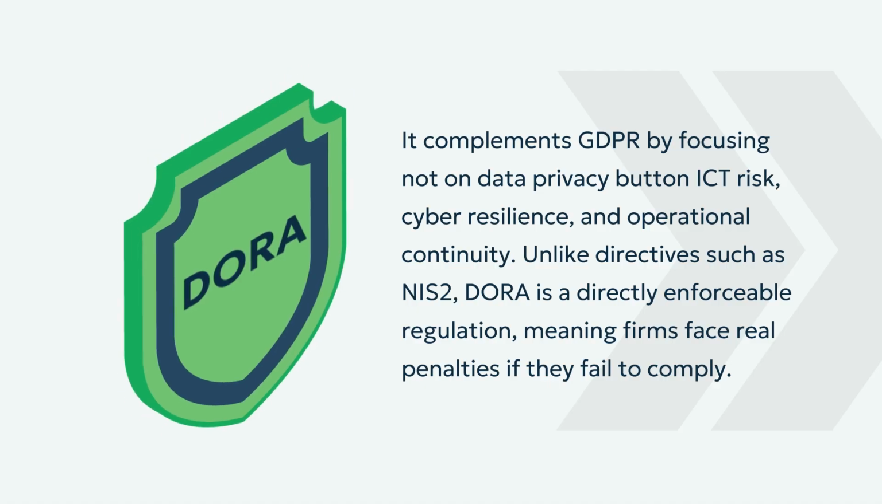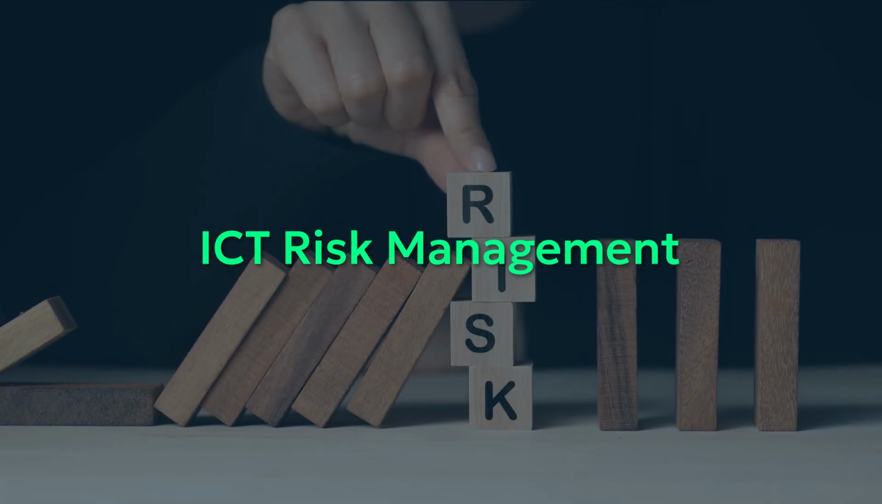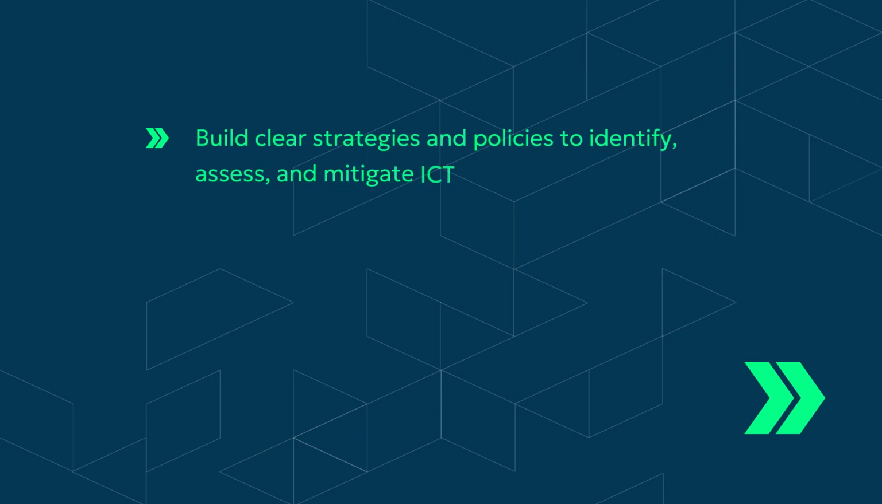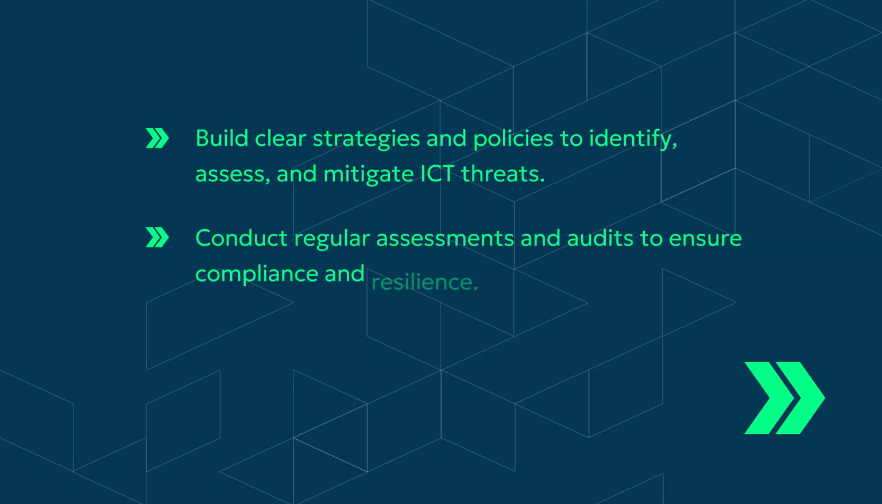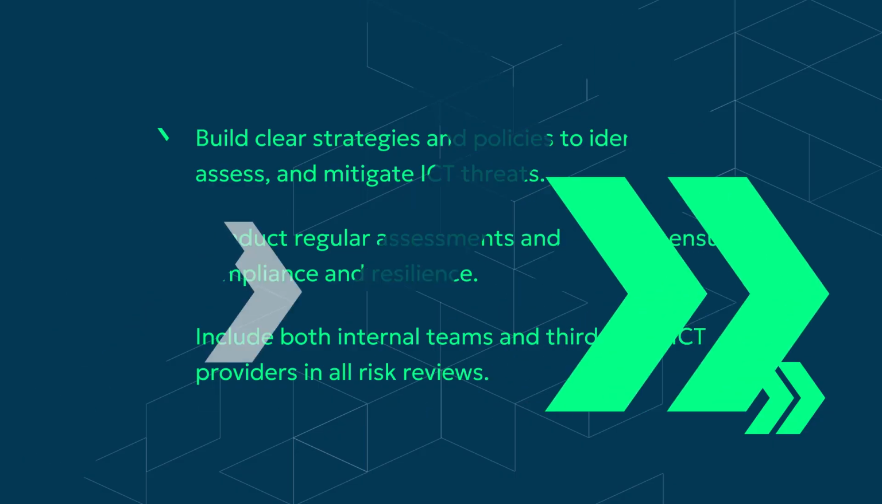At the heart of DORA are 5 key pillars. Let's break them down. The 5 pillars of DORA. First, ICT risk management. This is the backbone of DORA. Financial institutions should build strategies and policies to identify, assess, and mitigate ICT risks before they become major incidents. Regular assessments and audits are required for not just internal teams, but also third-party providers.